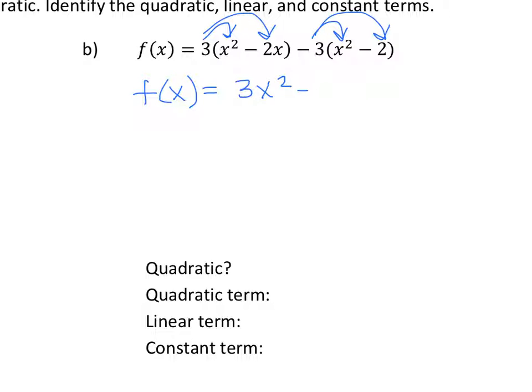What's 3 times negative 2? Okay, negative 6x. All right, then what's negative 3 times x squared? And negative 3 times negative 2? Plus 6. All right, let's add some like terms.